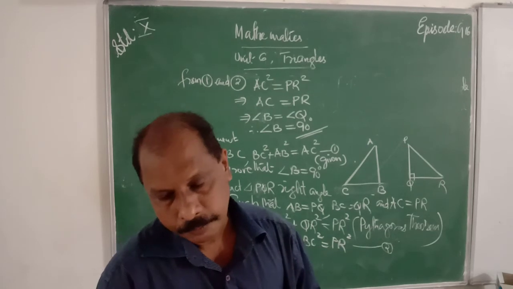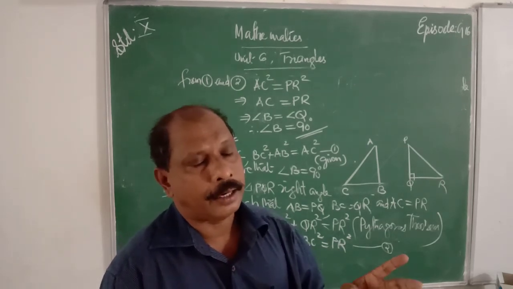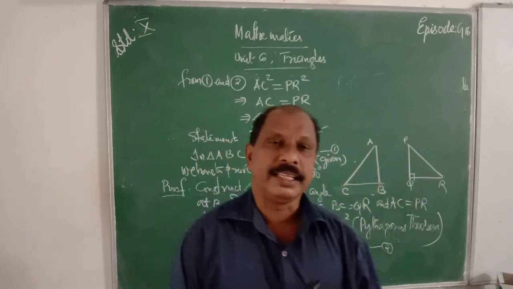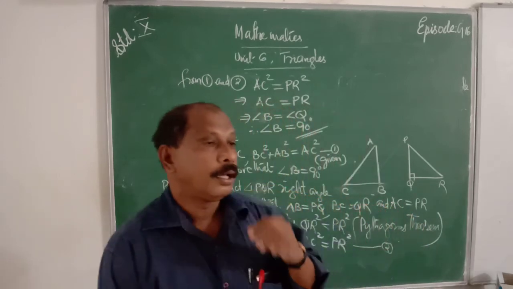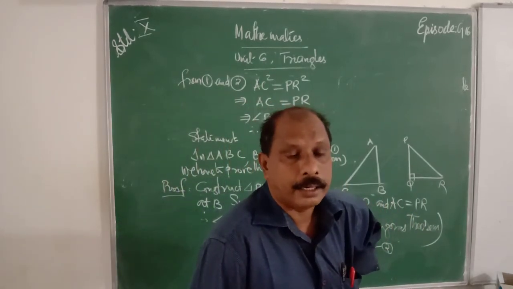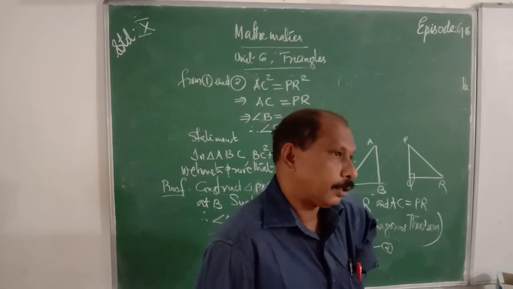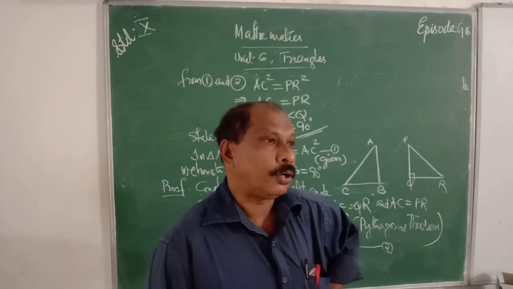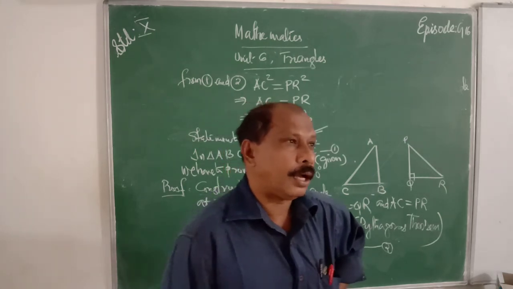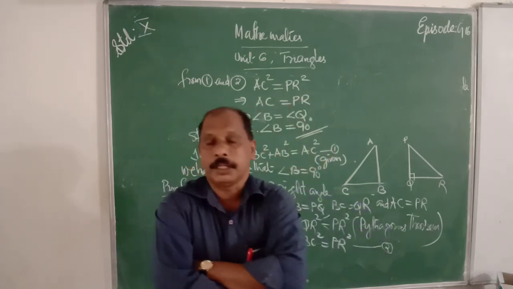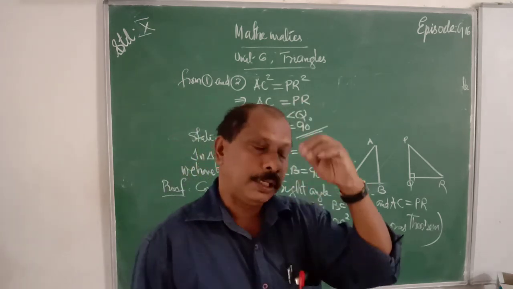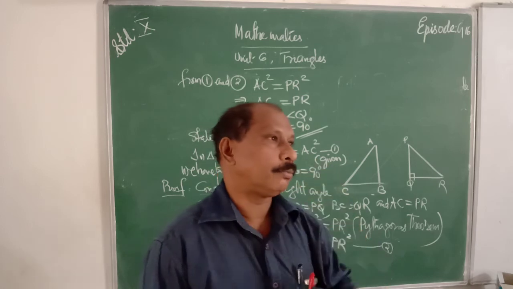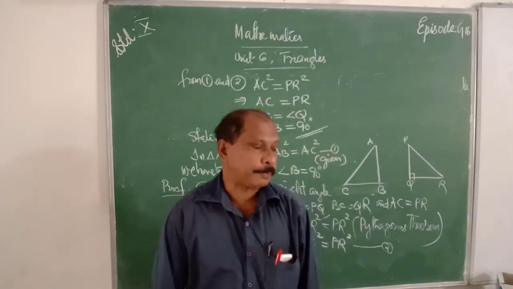The next theorem is the angle criteria of similarity. The other theorem is the side criteria of similar triangles. We can prove all these theorems. Then the theorem that the ratio of the areas of similar triangles is equal to the square of the ratio of their corresponding sides, that will be eliminated from your exercise for that board examination. Then the other one is Pythagoras theorem.